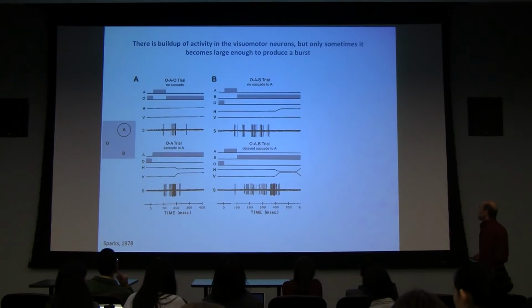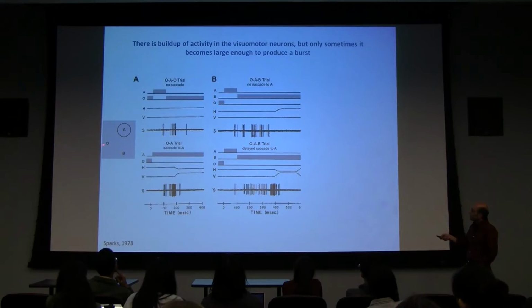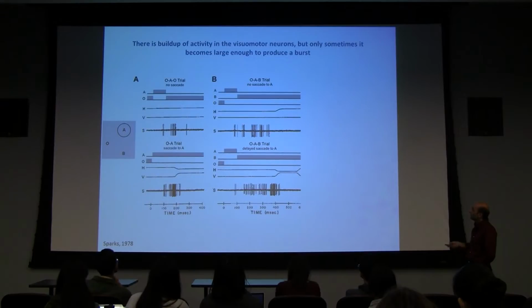All right. So here's another condition. Thank you for the question. So in this condition, we have the A and B targets. So we have the fixation at O. A appears, it goes away, then B appears. So A is in the receptive field of the cell. What the animal does in this case is that it does not make a saccade to A. Rather, it makes a saccade to B.